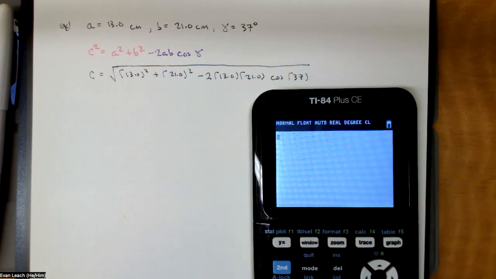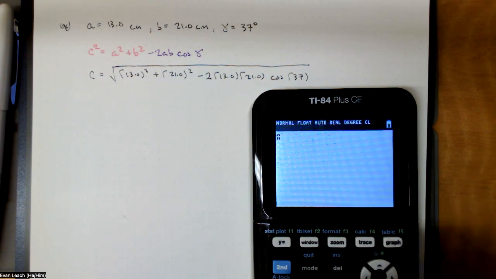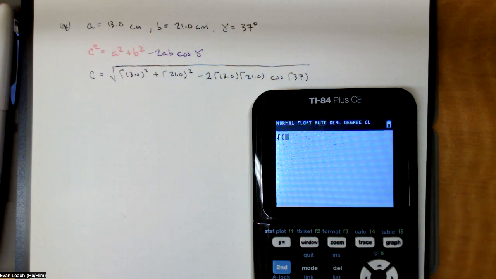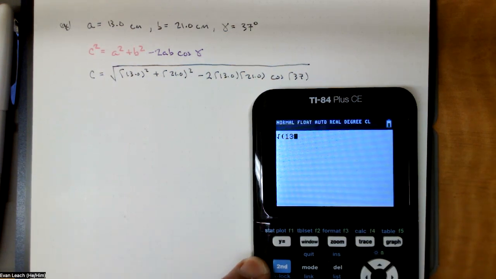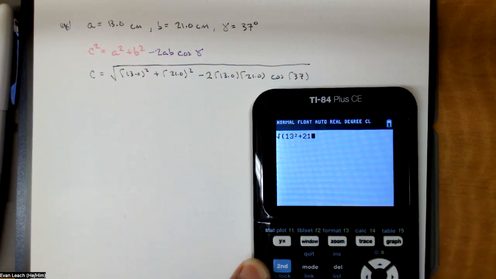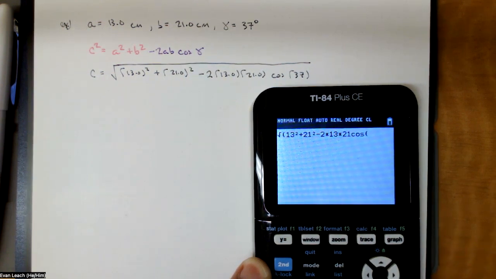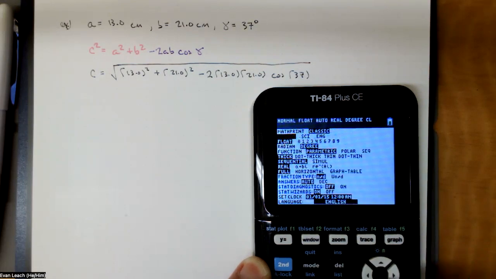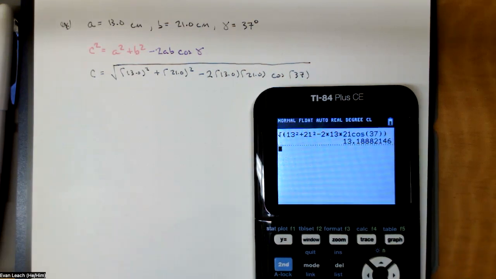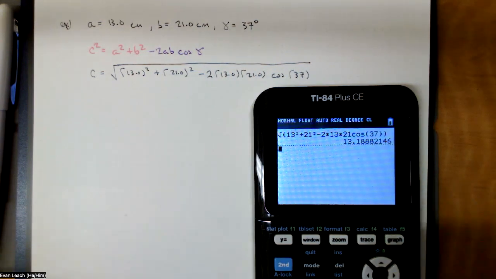So, not a sponsored post, but we'll just do the square root of 13 squared plus 21 squared minus 2 times 13 times 21 times the cosine of 37. That closes the cosine. That closes the square root. And before I hit enter, I want to make sure I'm in degree mode. And there's the other side, 13.2.